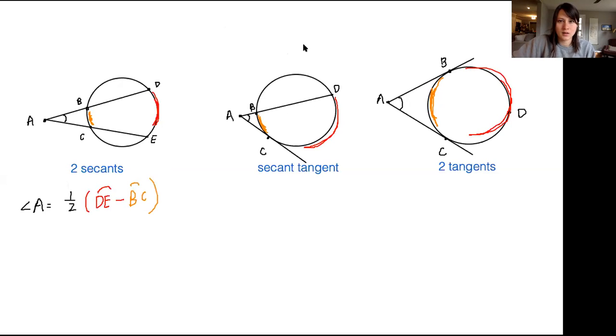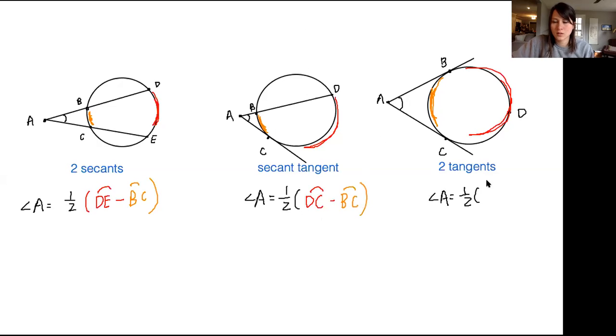Angle A is 1/2 the difference of the big arc minus the little arc. Angle A is 1/2 the difference of, you guessed it, the big arc. So I'm going to name this BDC because it's a big arc, minus the little arc.